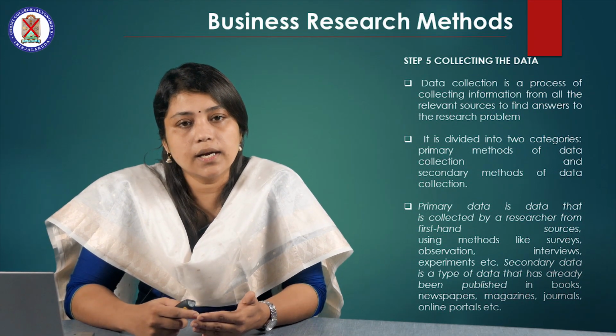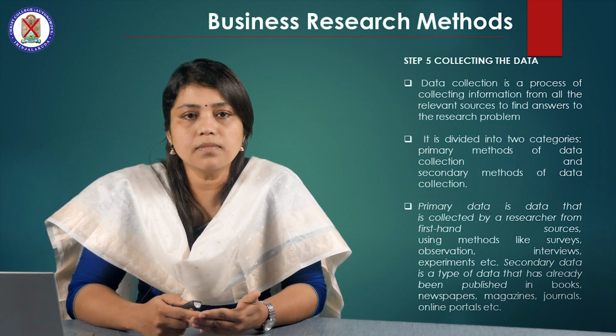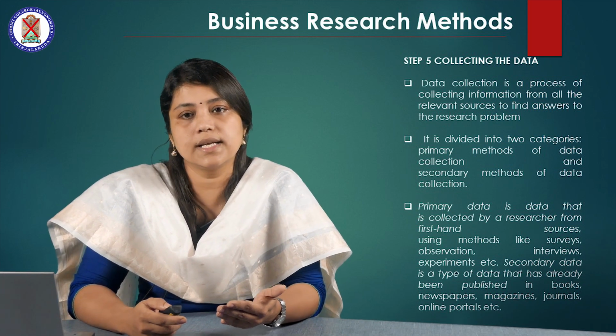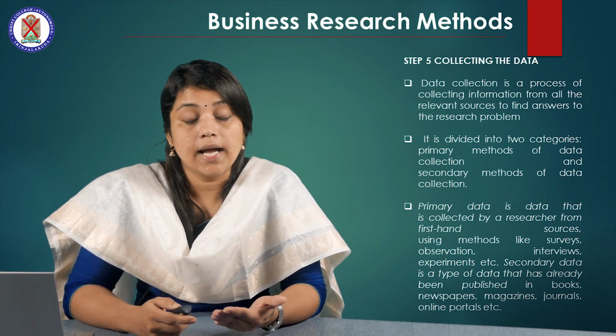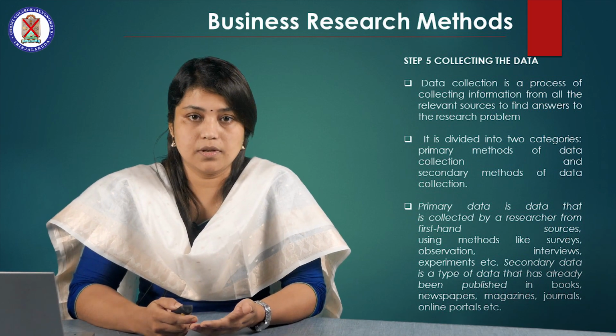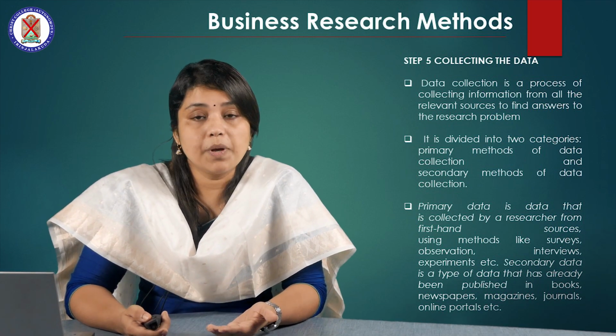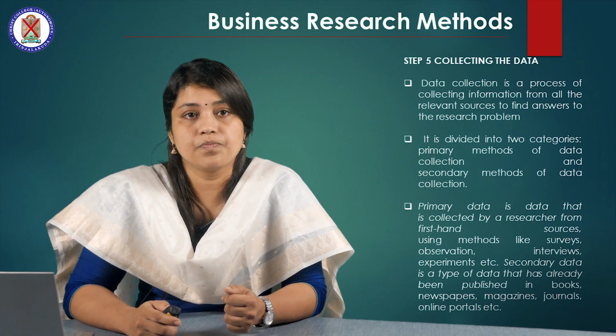Primary data is data that is collected by the researcher from first-hand sources using methods like survey, observation, interviews, experiments, etc. And secondary data is a type of data that has already been published in books, newspapers, magazines, journals, online portals, etc.